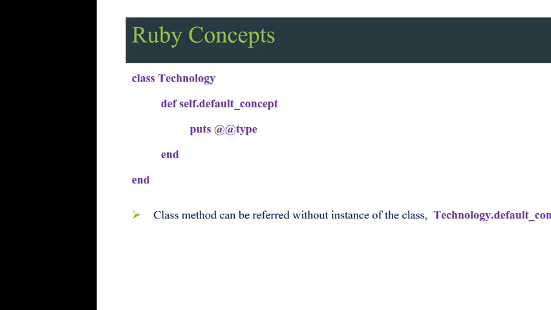So as I said, a class method can be referenced without the instance of a class. You don't have to create the instance. You can just say technology.default concept, and it will work. You don't have to do a new, create the instance, and then call the other way. So this is a little bit different topic, but if you guys want to, read up on it. But I don't think you guys will use it in our automation testing concept.